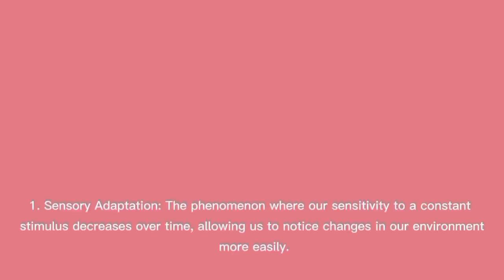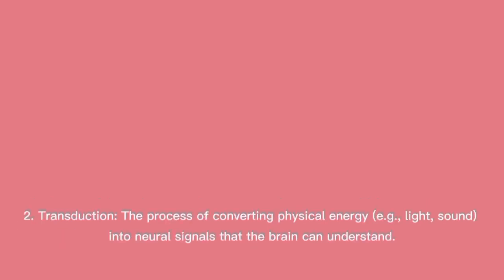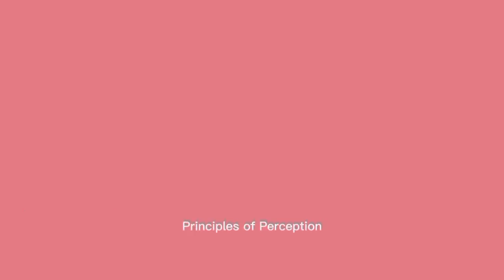Basic sensory processes. 1. Sensory adaptation. The phenomenon where our sensitivity to a constant stimulus decreases over time, allowing us to notice changes in our environment more easily. 2. Transduction. The process of converting physical energy, for example, light, sound, into neural signals that the brain can understand.